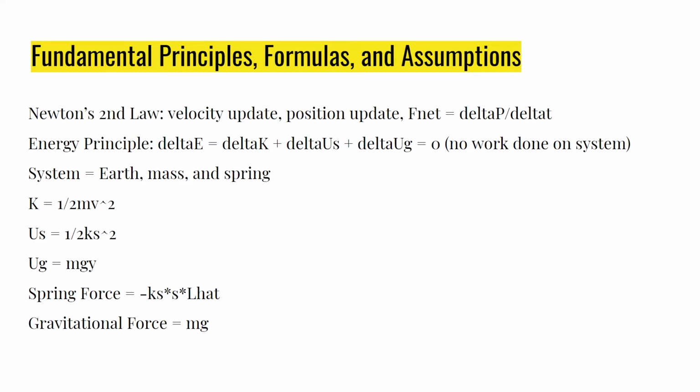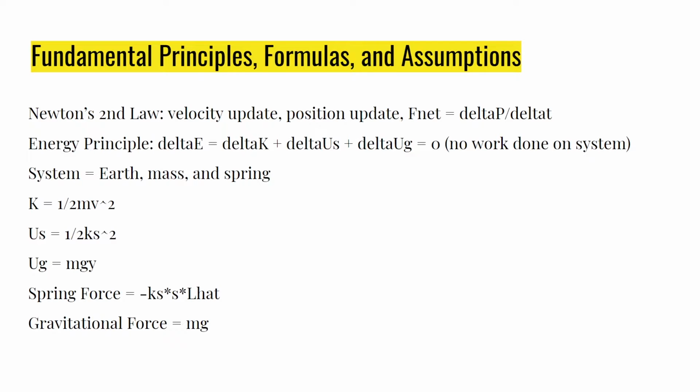Here are some of the fundamental principles, formulas, and assumptions in this lab. First is Newton's second law. We are predicting motion, which means we include the velocity update formula, position update formula, and momentum principle. Next is the energy principle. We find that the change in total system energy is equal to the change in kinetic energy plus the change in spring potential energy plus the change in gravitational potential energy, which is equal to zero.